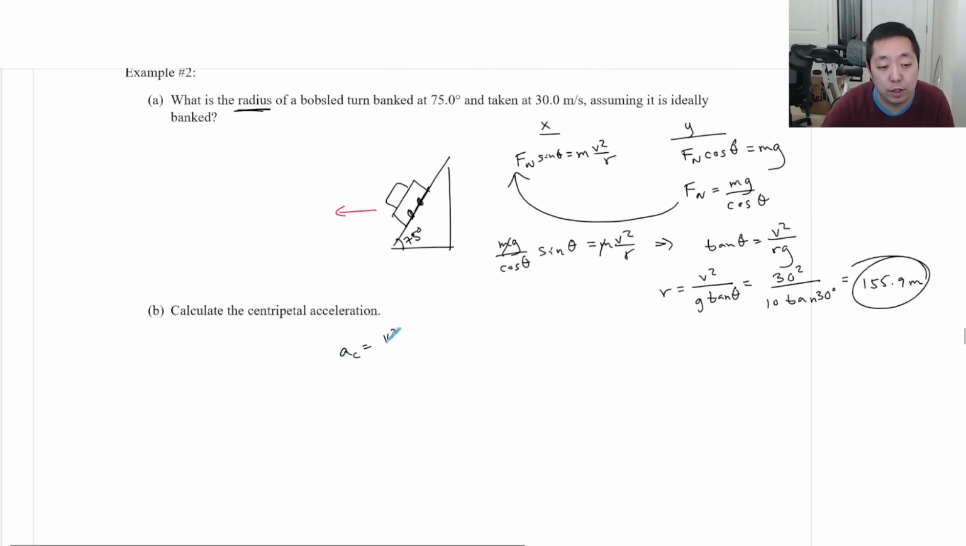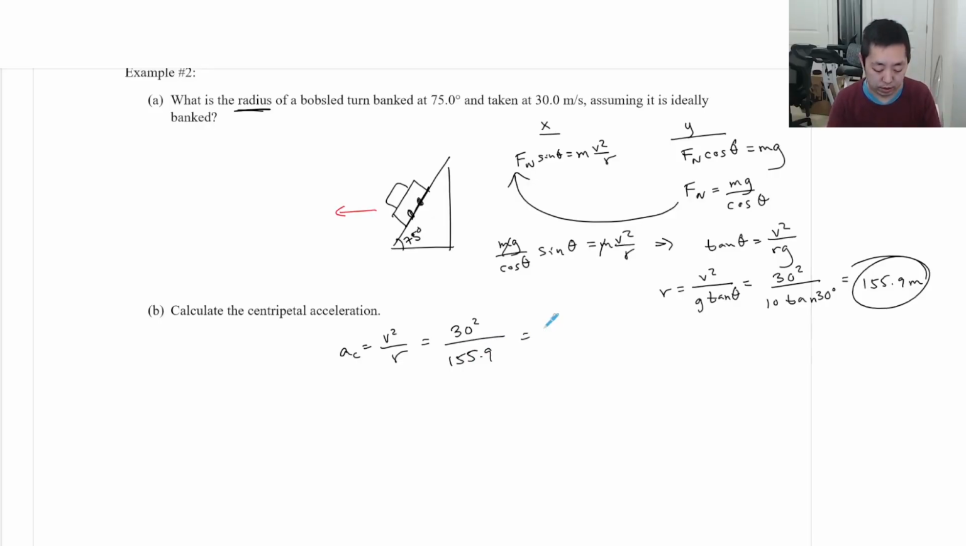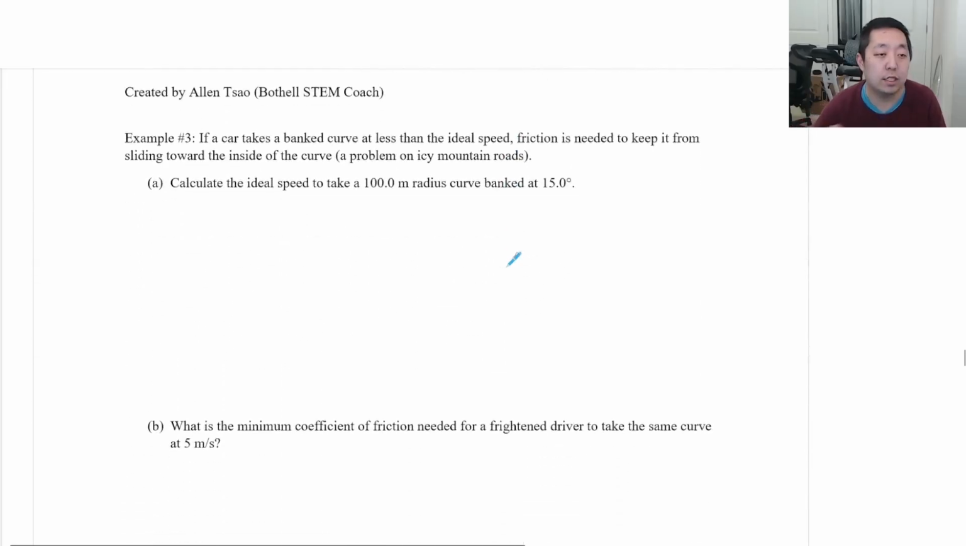Okay? Now, what was the centripetal acceleration? Well, that one was v squared over r. Now that I know the radius, I can figure out the centripetal acceleration. So 30 squared divided by that number is about 5.8 meters per second squared. All right?